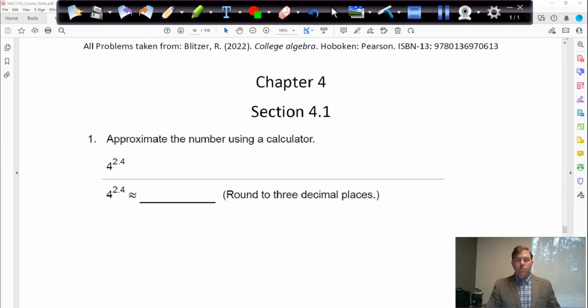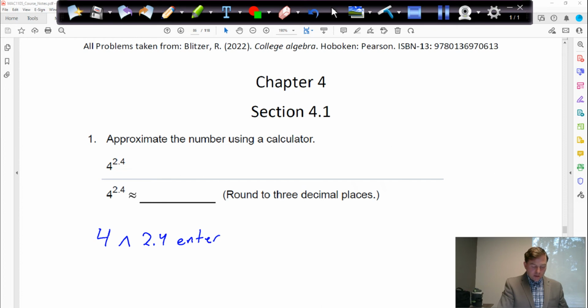Section 4.1, we're going to look at base functions, where we have exponential curves, things that are growing, doubling, or tripling. So we're going to look at different bases raised to different powers. The first thing is just learning how to use our calculator to do this. So if I have 4 raised to the 2.4, you have to type this in your calculator like 4, and then there's a button on the less expensive calculators that will look like an up arrow. And then you type 2.4 and you hit enter.